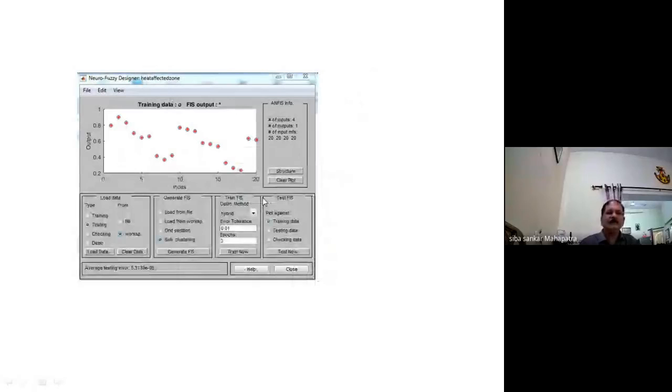Then this is the training data. When we have given the training data, then how the output is generated, you see here, how you can give for the training and testing and view all these things. And if you use subclustering, generate FIS, if you give subclustering or grid partition, then it works better.